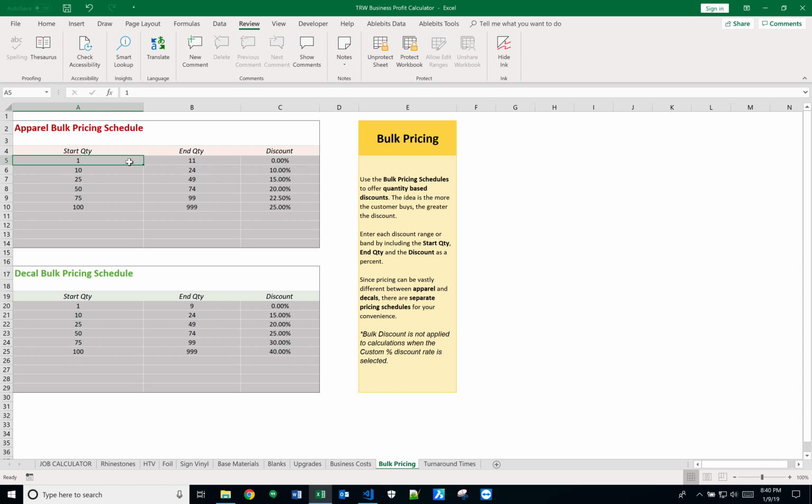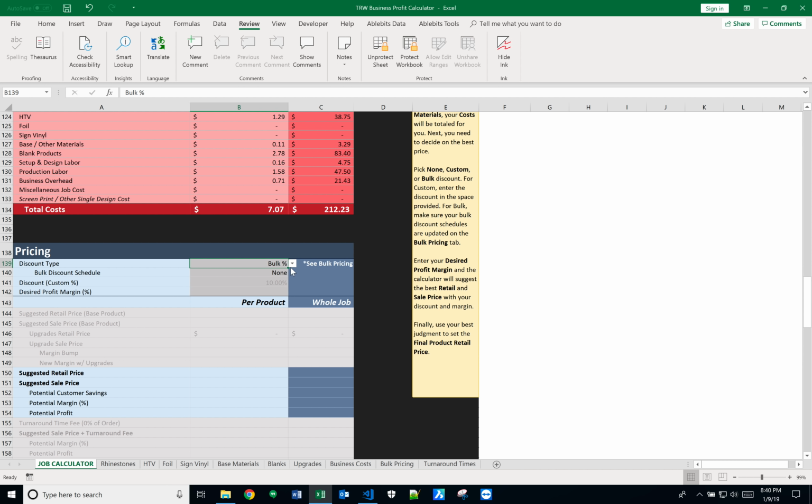But you can see it's pretty straightforward. For this tier, between 1 and 11, and that actually should be 9 there. So between 1 and 9, there's no discount. But between 10 and 24, there's a 10% discount. 25 and 49, it goes up to 15, and so on and so forth. So these are our bulk pricing schedules. When I select bulk here, the next option is whether it's apparel or decal. We need to tell the calculator which schedule we are using. Well, this order is for shirts, so we're going to pick apparel here.